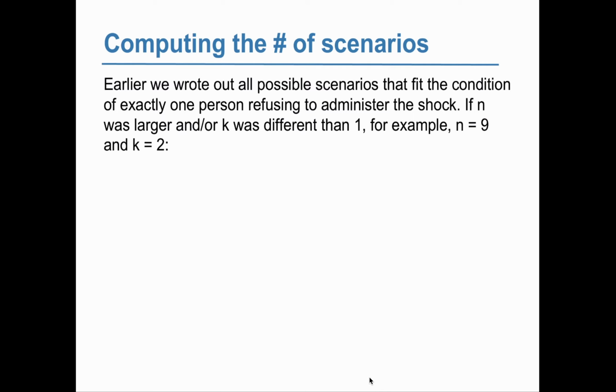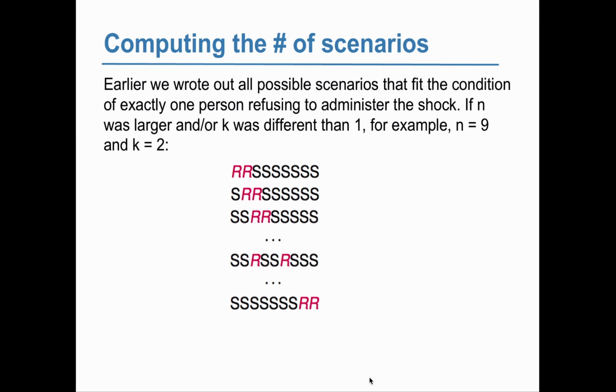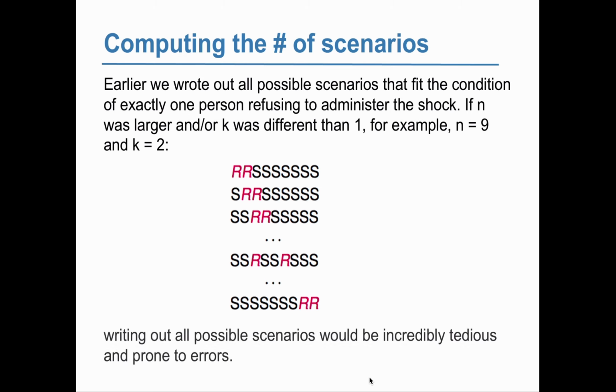So earlier we wrote out all possible scenarios that fit the condition of 1 person refusing to administer the shock. If n is larger or k is different than 1, say we want exactly 2 people out of 9, it could be the first and the second, or the second and the third, or the third and the fourth, or the third and the sixth, or the 8th and the 9th. There's a lot of them. That's going to be a pain to do. It's going to take a really long time, and we're likely to miss one.